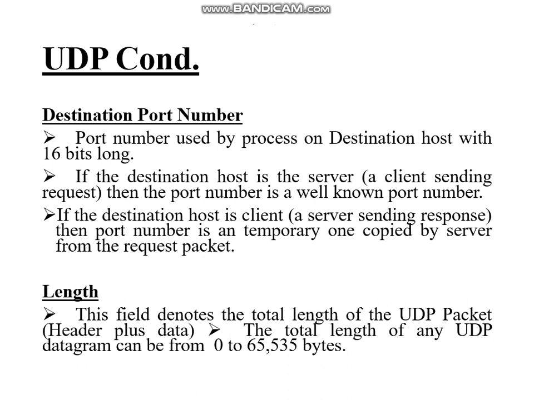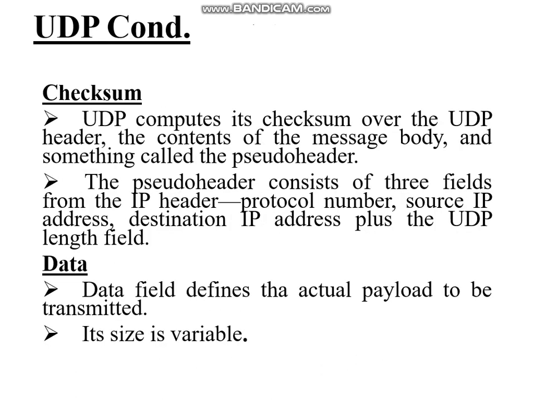Length: this field denotes the total length of the UDP packet. The total length of the UDP packet is 0 to 65,535 bytes. Checksum is used to identify errors present in the data packet. Data field defines the actual payload of the transmission.